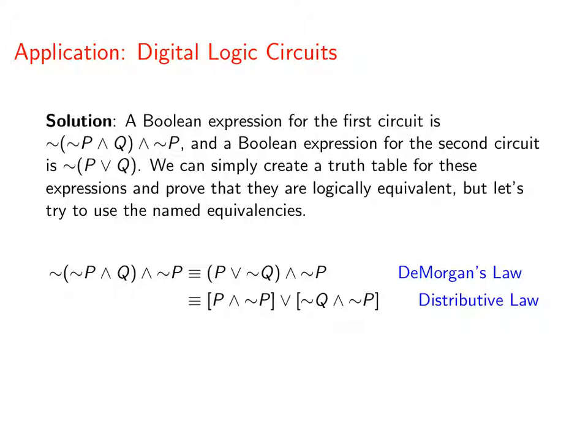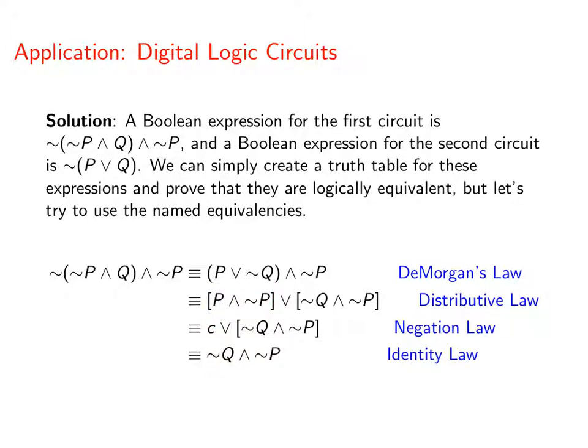Now we'll use the distributive law. So we're going to take this not P and distribute it to the P and the not Q. And so these are the ands on the inside that we get out of this and. Now we'll use the negation law. So P and not P turns into a contradiction.